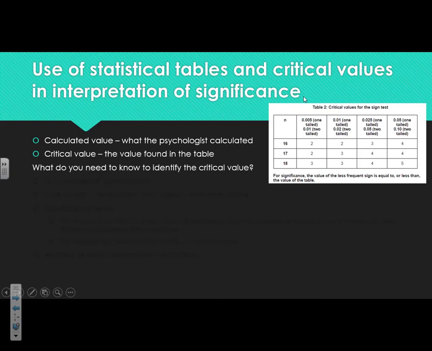So we know the calculated value, we want to find out the critical value so we can compare them and decide if the results are significant. You need to know the number of participants, so let's say it was 18 for the test that we just completed, even if it wasn't.